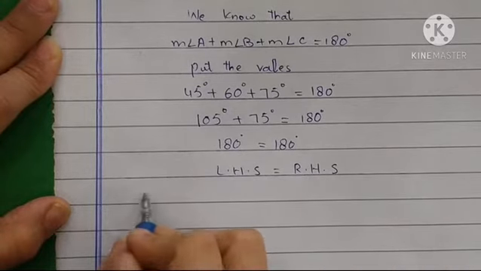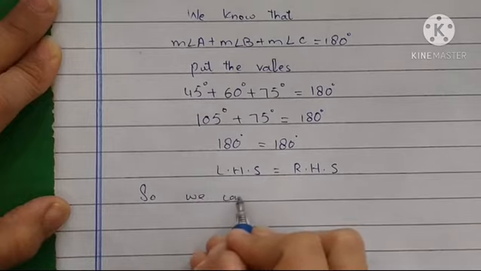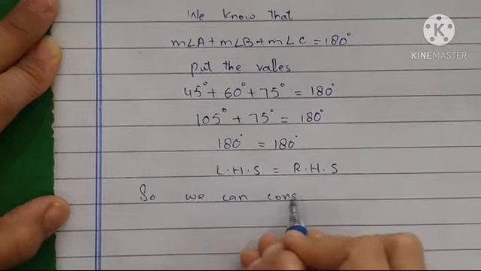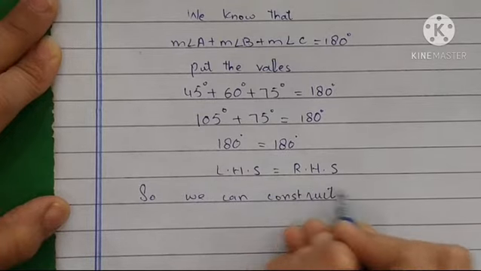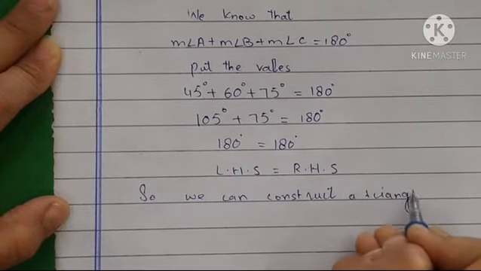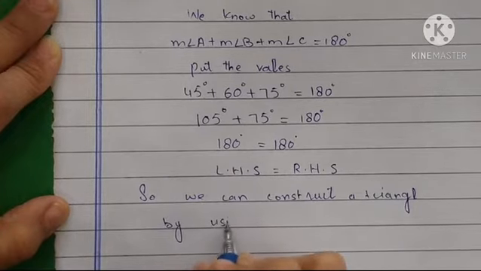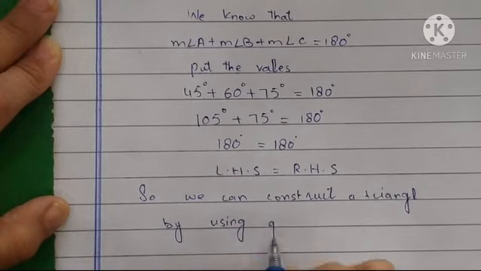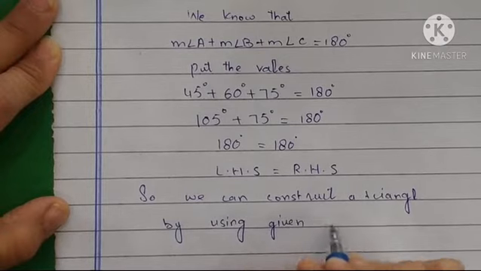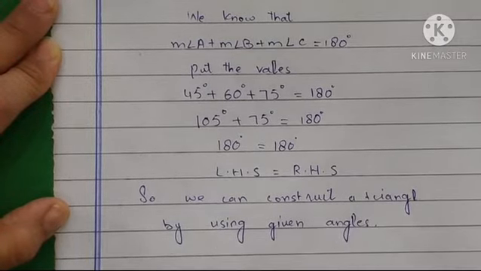We will say that, so we can construct a triangle by using the given angles. Clear?